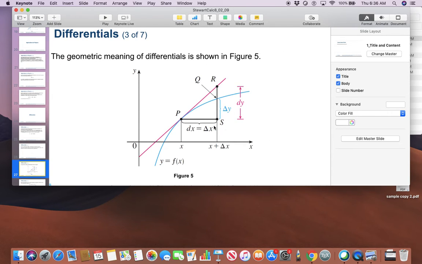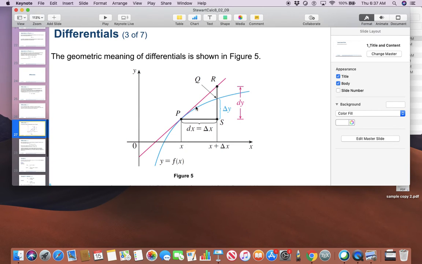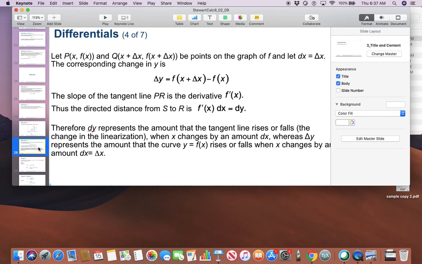So dx is typically delta x, that is the difference in two x values. Delta y is the difference in two y values, you see. But dy is basically the difference in the y values of the tangent. So when you're close enough to the curve, dy is very close to delta y. That's the point of it.